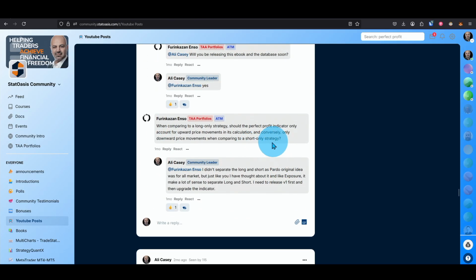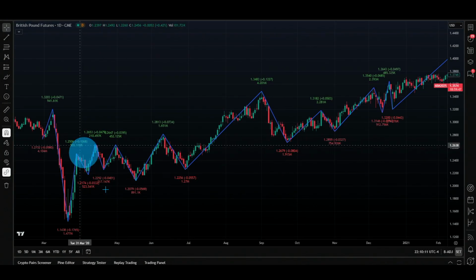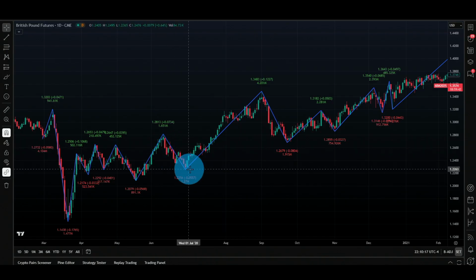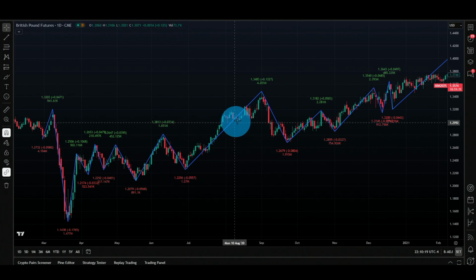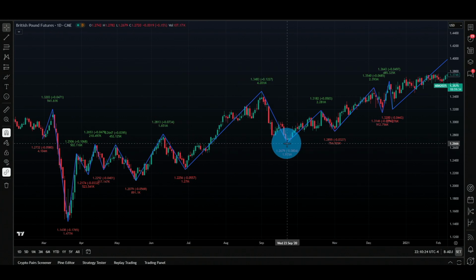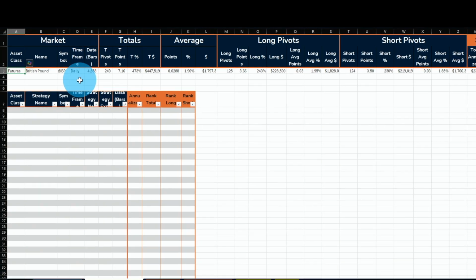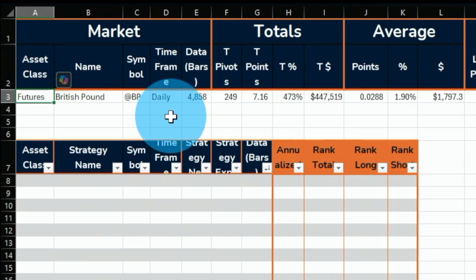And one of the members in the community asked me that long and short are different. This is how the indicator looks like. Basically, if you traded the market perfectly, meaning you buy every low, you sell every high, and then you short every high, you buy the next low, and so on and so forth. And using that indicator, I exported a lot of instruments, perfect market. And here at the top is the result of the indicator applied to the British Pound Futures, which is the USD British Pound Forex pair.